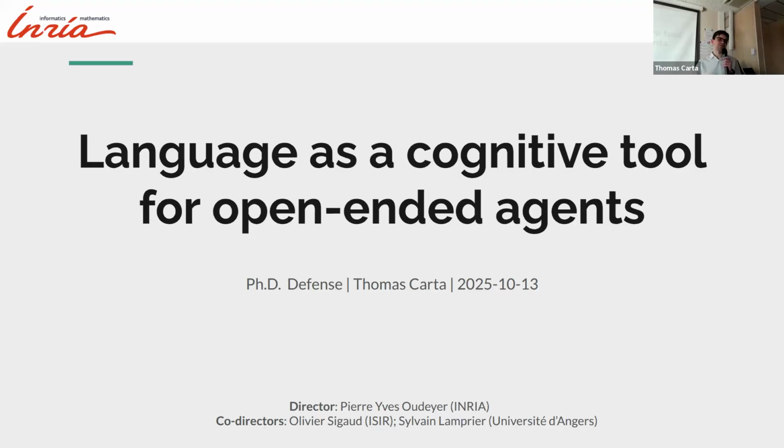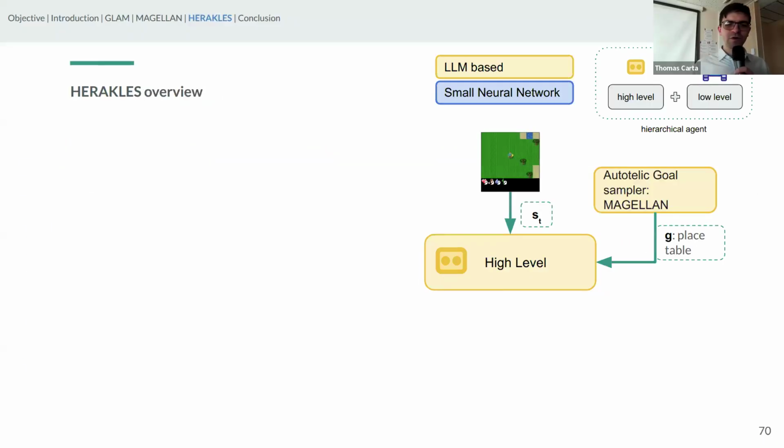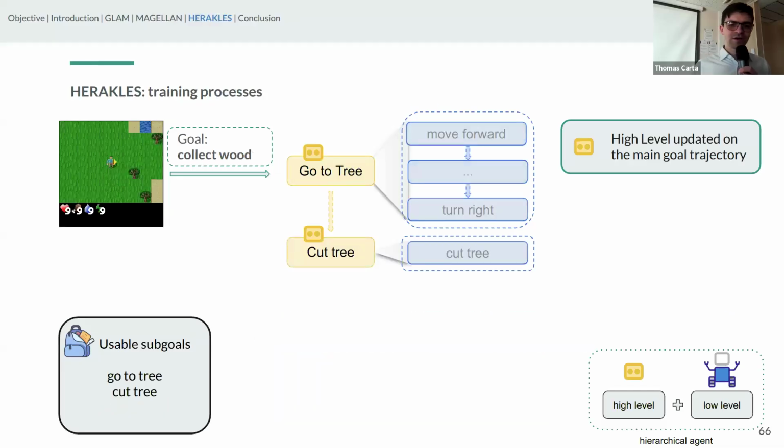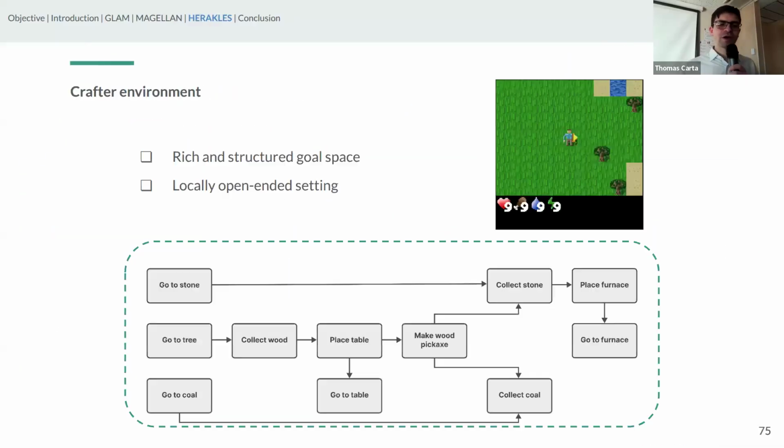where we know where we are going, and we just let the agent try to explore. As I said before, this hierarchical kind of environment, I call it locally open-ended, because the agent explores, and sometimes will discover some artifacts by itself, but we know where we're heading.